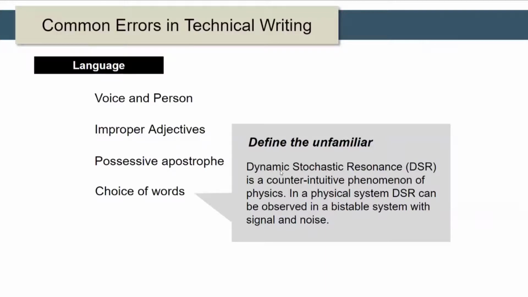Also, it's like I have written dynamic stochastic resonance. In parentheses, DSR is a counterintuitive phenomenon of physics in a physical system. Sorry, there should have been a comma here. Once I have abbreviated this, then I can go on using this abbreviation throughout my paper without having to write the full form. Right? But once you should write the full form.